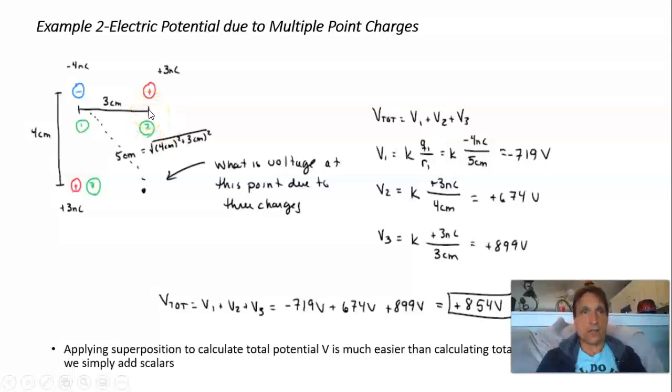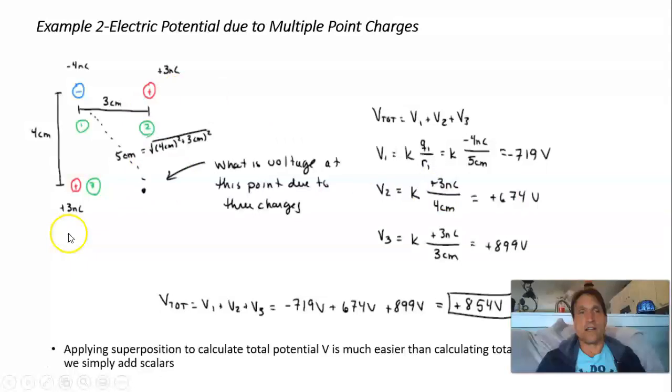Now we go to this plus 3 nanocoulomb charge in the upper right corner. That's a distance 4 centimeters away, and it has the source charge as 3 nanocoulombs. So we plug that in. K is 9.0 times 10 to the 9, multiplied by 3 nanocoulombs, which is 3 times 10 to the negative 9 coulombs. 4 centimeters is 0.04 meters. And you plug that in, and you get that the potential due to charge 2 is plus 674 volts.